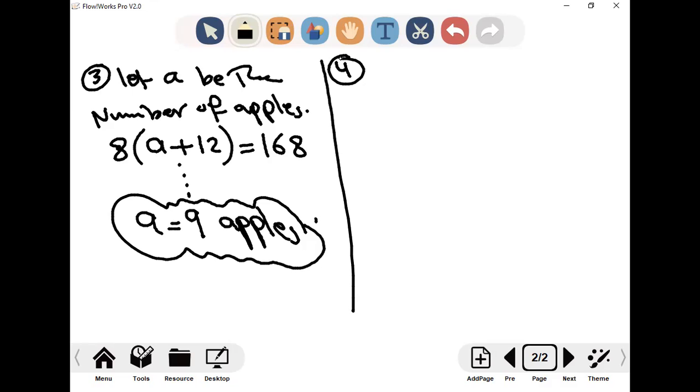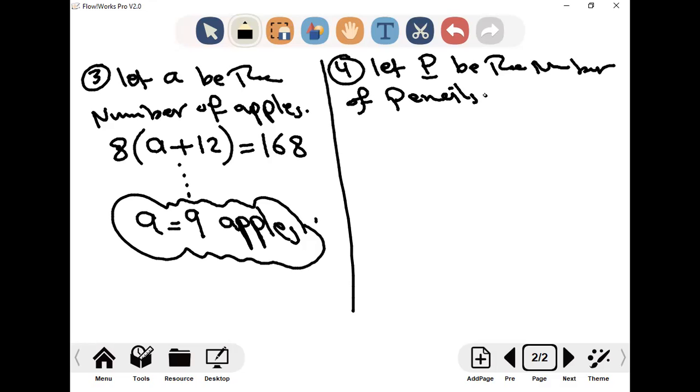Some pencils, I don't know the pencils. The total of the pencils and pens altogether is 182. Determine the number of pencils she will use in these boxes. Okay? So let P be the number of pencils.